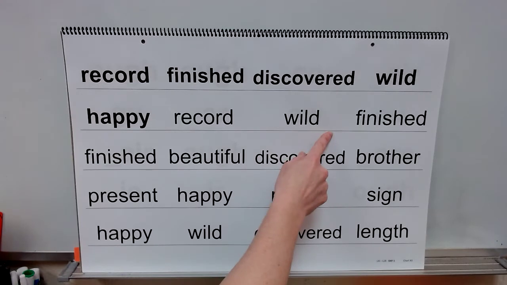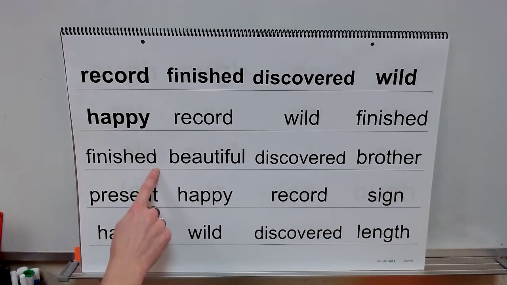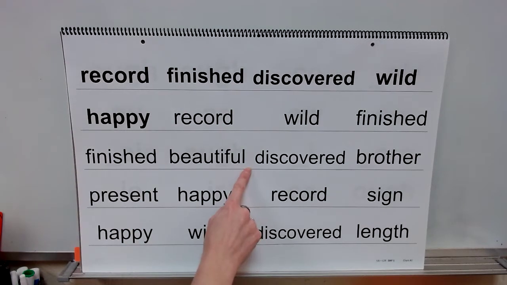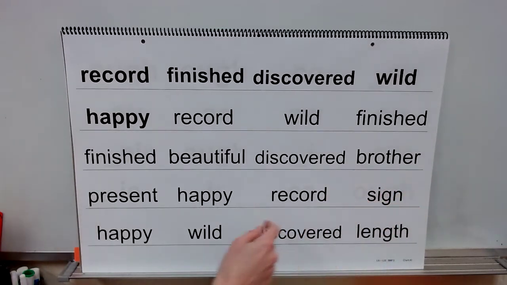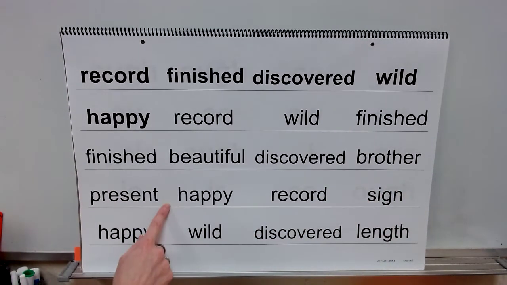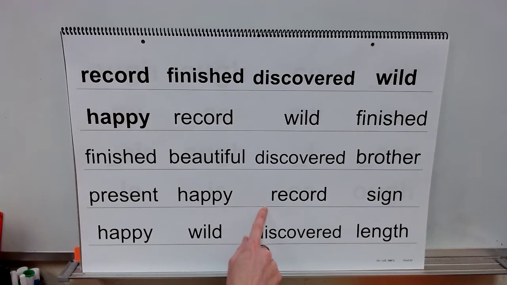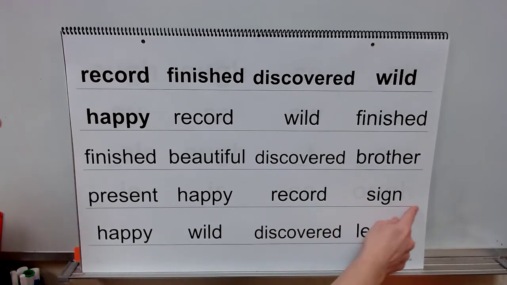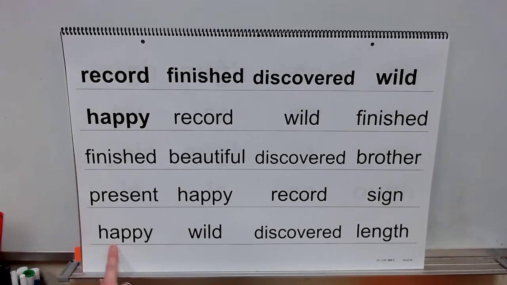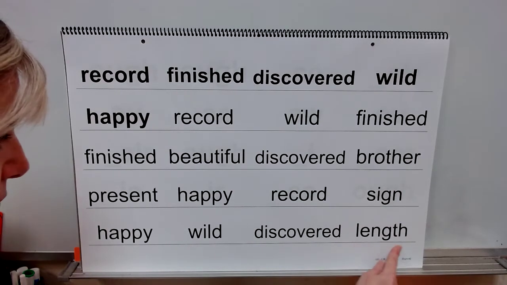Word? Wild. Word? Finished. Word? Finished. Word? Beautiful. Word? Discovered. Word? Brother. Word? Present or present. Word? Happy. Word? Record or record. Word? Sign. Word? Happy. Word? Wild. Word? Discovered. Word? Length.